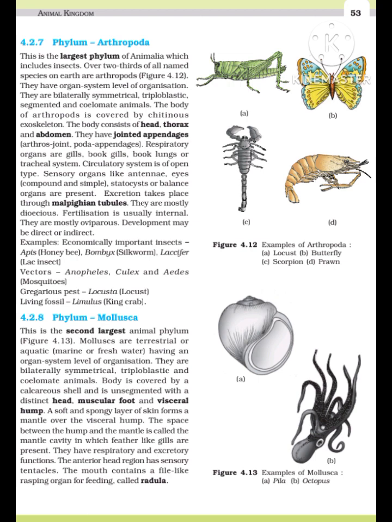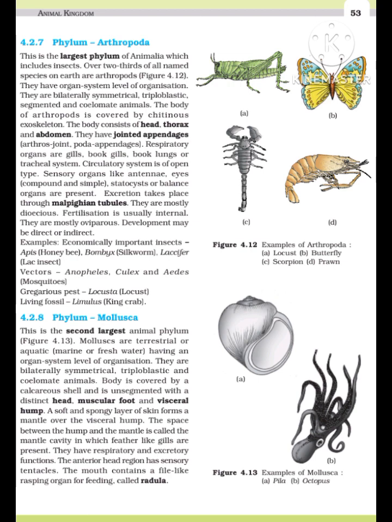Examples: economically important insects, Apis, honeybee; Bombyx, silkworm; Laccifer, lac insect; vectors, Anopheles, Culex, and Aedes, mosquitoes; gregarious pest, Locusta, locust; living fossil, Limulus, king crab. Figure 4.12 Examples of Arthropoda. A. Locust. B. Butterfly. C. Scorpion. D. Prawn.